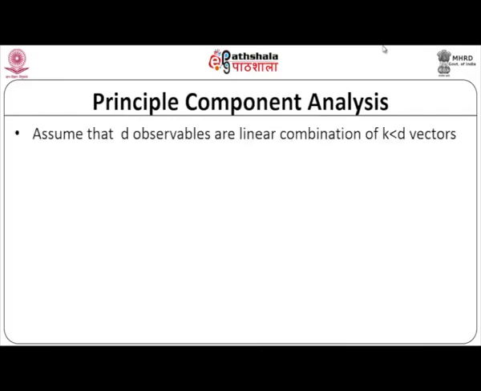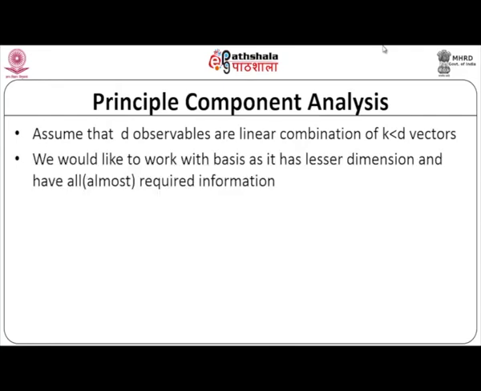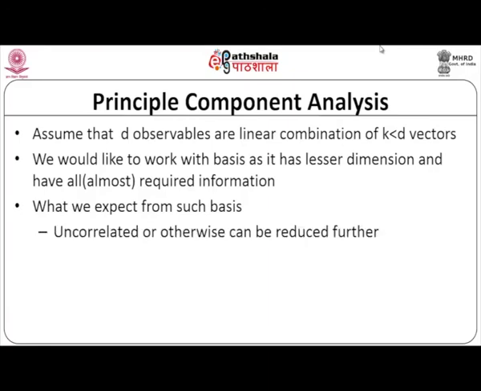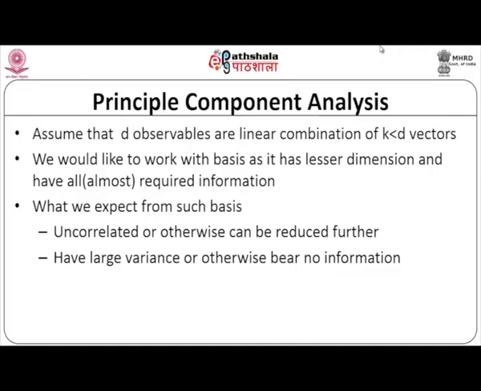Assume there are D observables, and that these D observables are linear combinations of k vectors, with k less than D. We would like to work with that basis as it has lesser dimension and has almost all the required information. What we expect from such a basis is that it is uncorrelated, or otherwise can be reduced further, and has large variance, or otherwise bears no information. That is the larger variance.